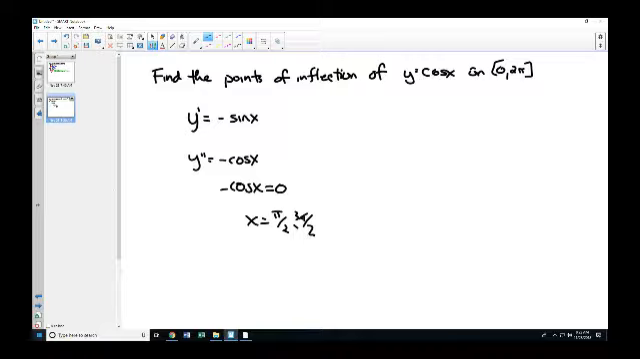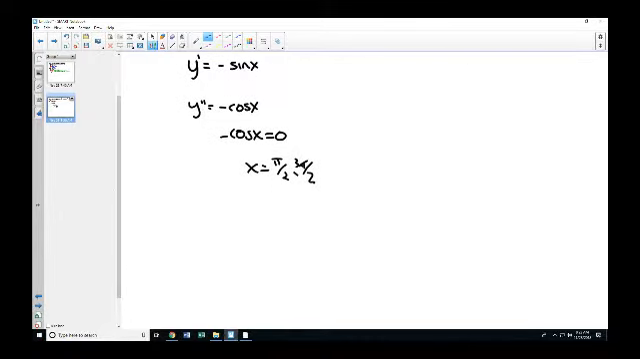All right, now what? Now you do the sign analysis. Same procedure as first derivative. Sign analysis with the second derivative this time. For min-max, we do it with the first derivative. For concavity or points of inflection, we use the second.